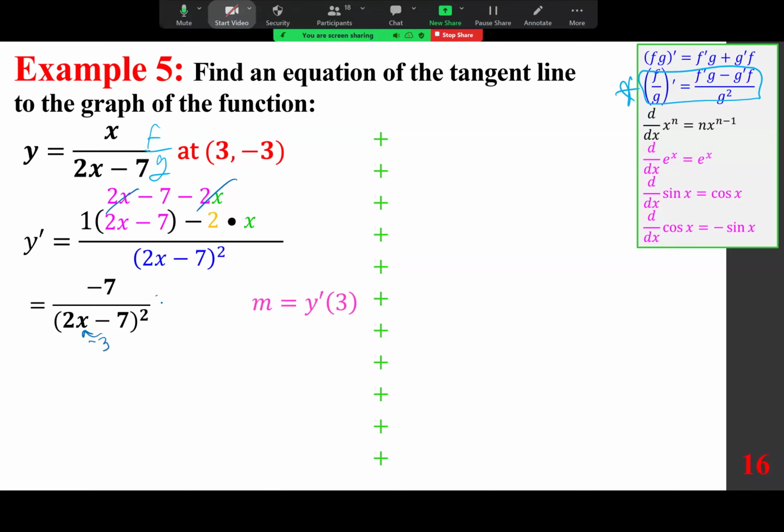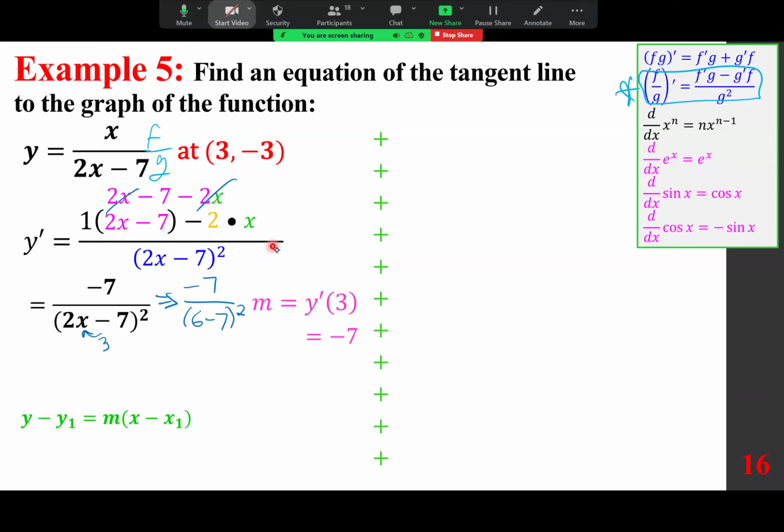it results in minus 7 over 2 times 3. 2 times 3 is 6. Minus 7 is negative 1. Squared, you get positive 1. And this ratio is negative 7.